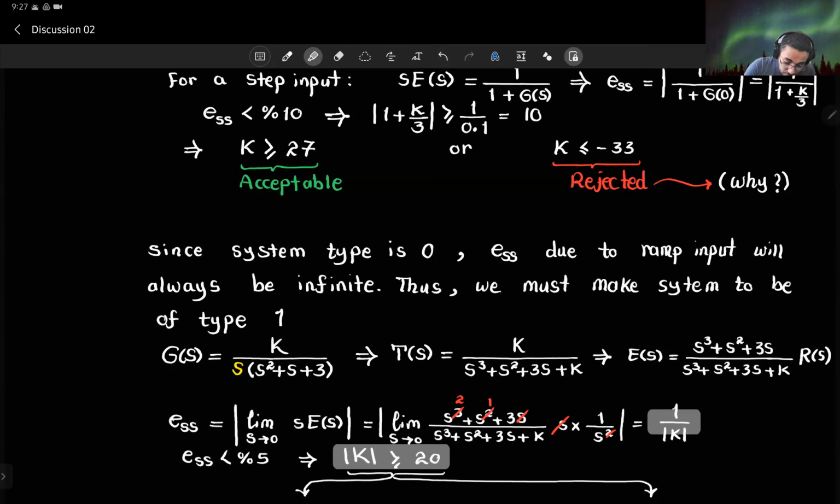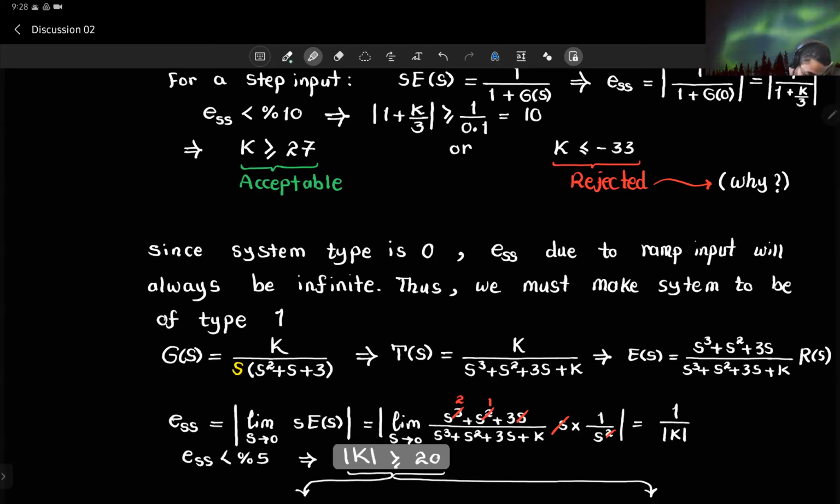After you do some manipulations, we know that this s cancels with one of the s's in the ramp input, right? So you get 1 over s that still remains. However, when you calculate the E of s, it turns out that you will have an extra 0 here, right? So you can factor s out of this polynomial. It's a third order polynomial, so you can factor s out of it. And that s cancels with the other s.